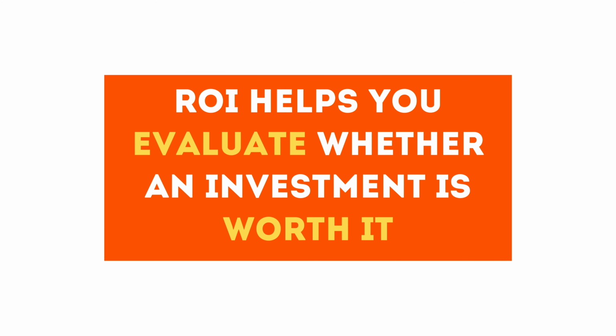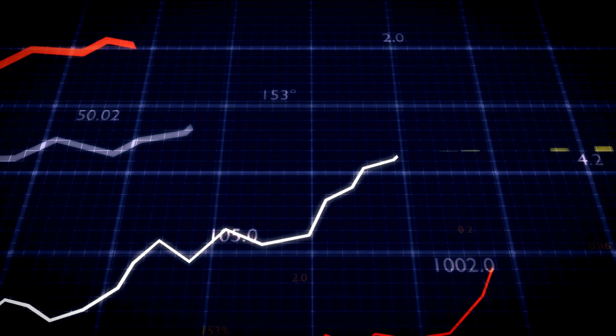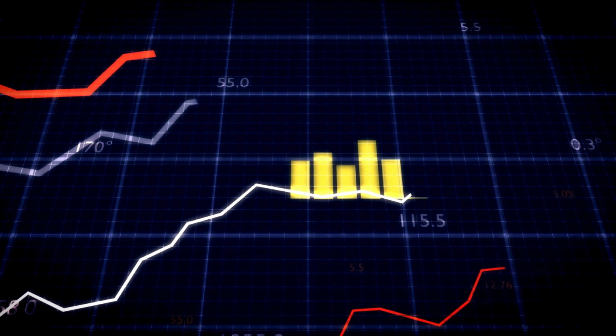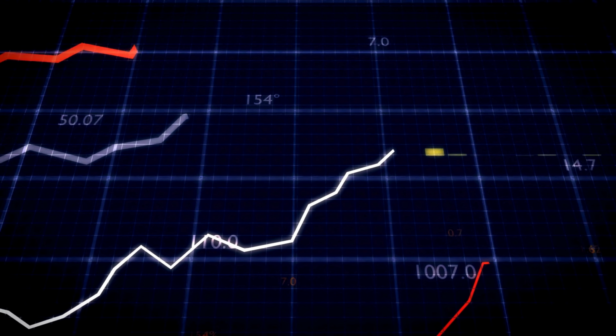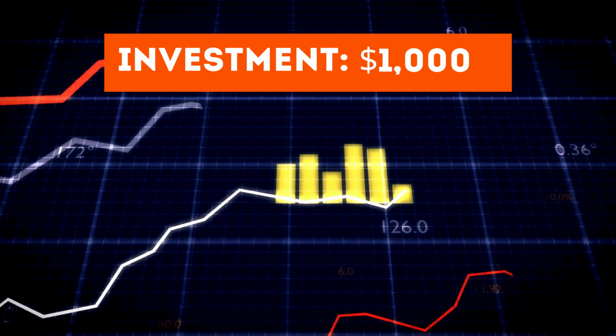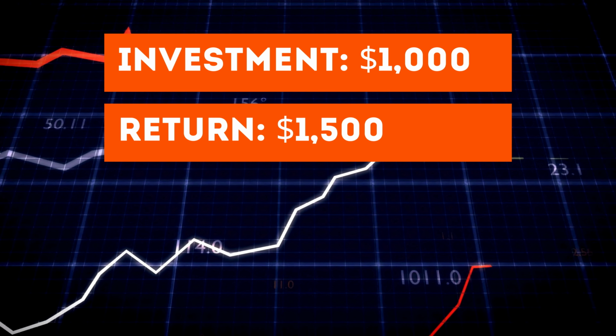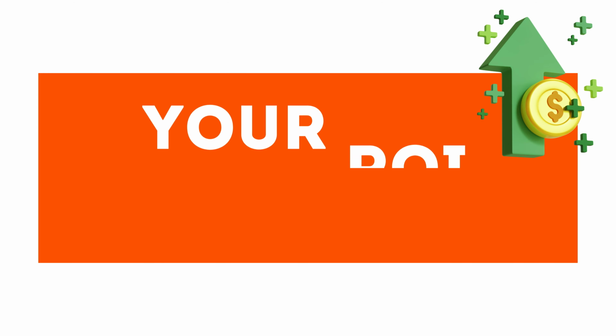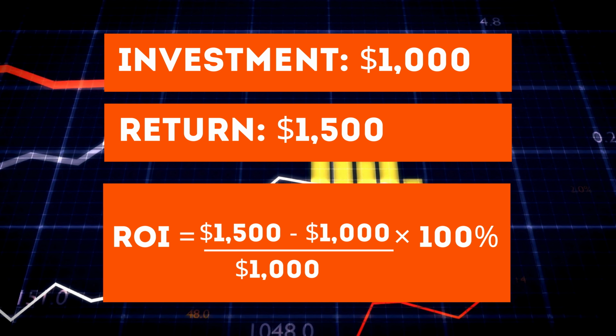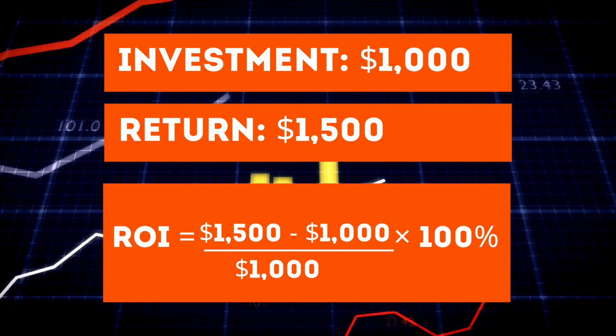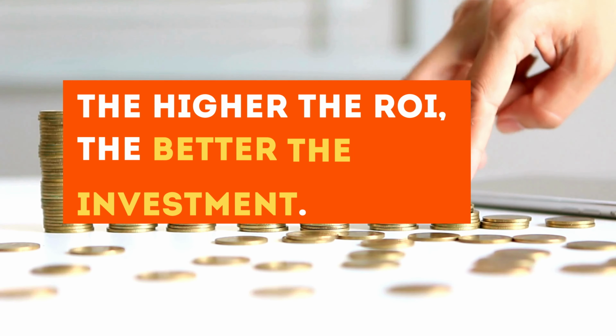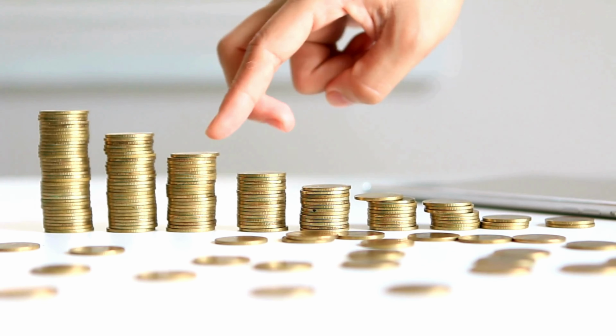In simple words, ROI helps you evaluate whether an investment is worth it. Let us break down how to calculate ROI using the formula. For example, if you invest $1,000 and earn $1,500 in return, your ROI would be 50%. That is because your net profit is $500, which is half of your initial investment. The higher the ROI, the better the investment.